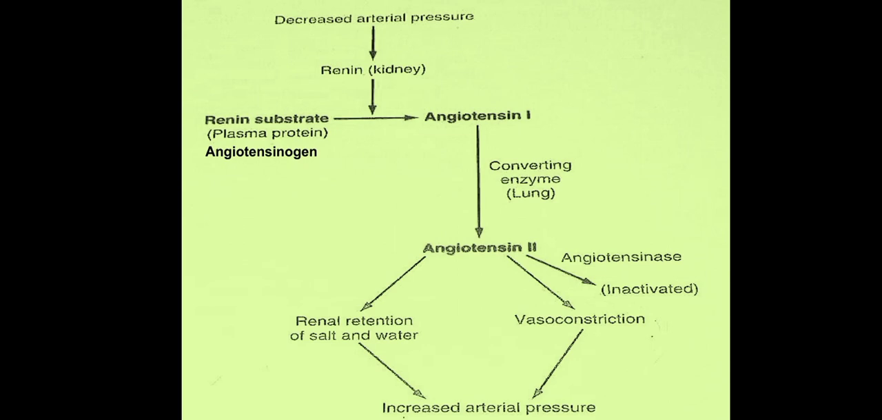Angiotensin 2 persists in the body only for 1 to 2 minutes, because it is rapidly inactivated by multiple blood and tissue enzymes called angiotensinase. That is, after angiotensin 2 is formed, within 1 or 2 minutes it is inactivated by another enzyme present in the blood known as angiotensinase.